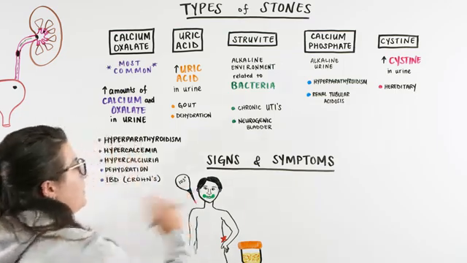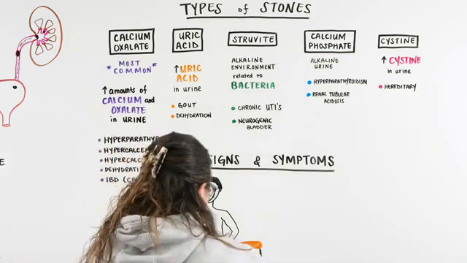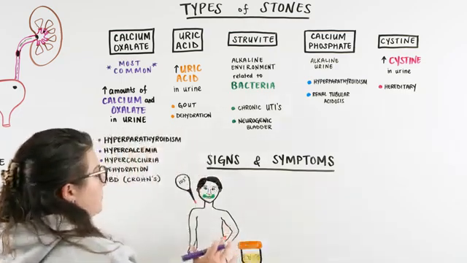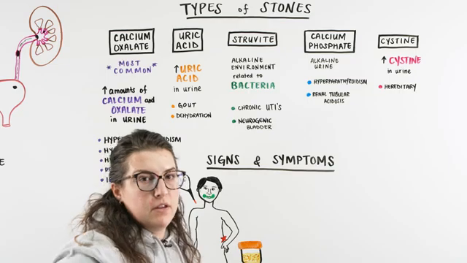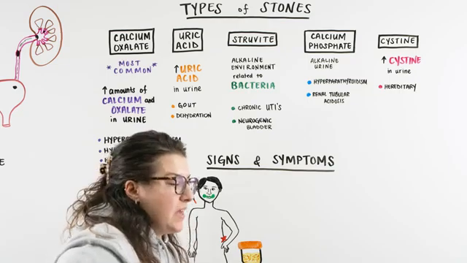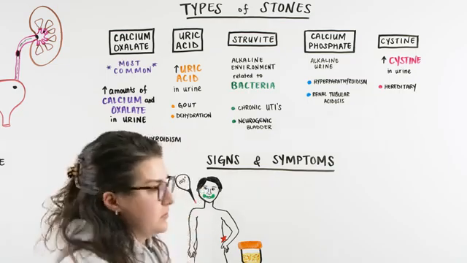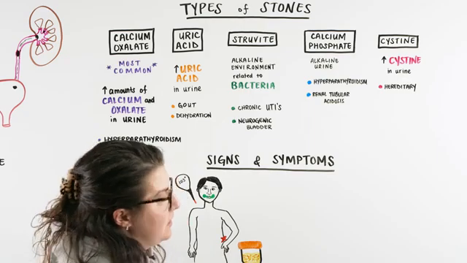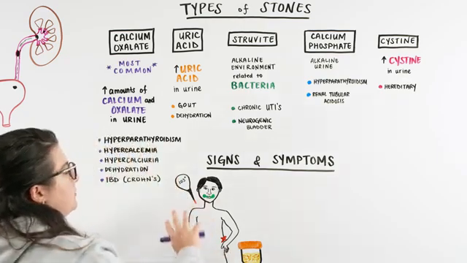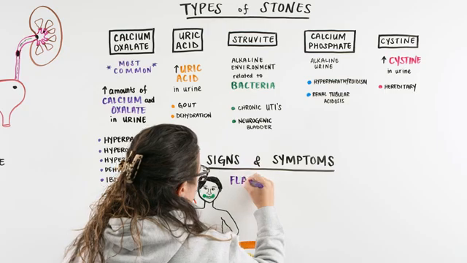So the biggest thing we're going to see here when we take the NCLEX, and the biggest sign, is going to be that flank pain. Particularly if their stone is dropping on the right side, they're going to have right-sided flank pain, versus the left. If it's on the left, left-sided flank pain. So the biggest thing is going to be flank pain.